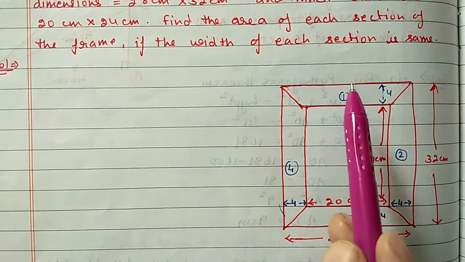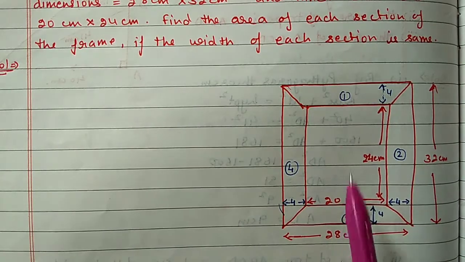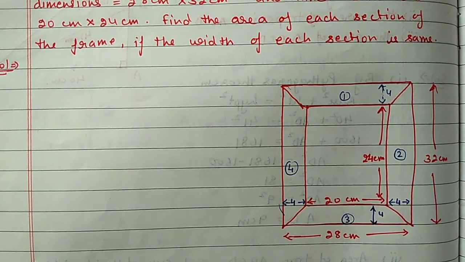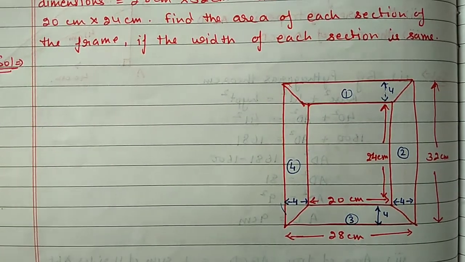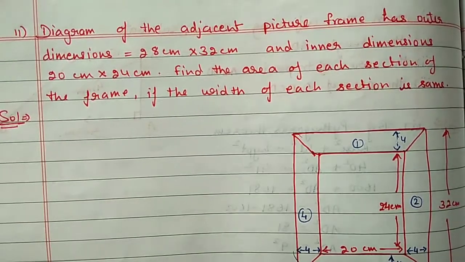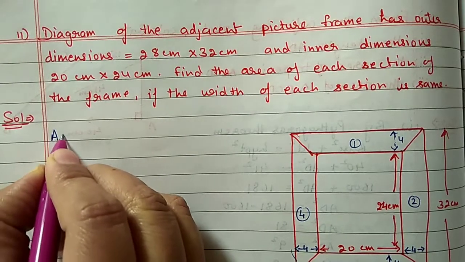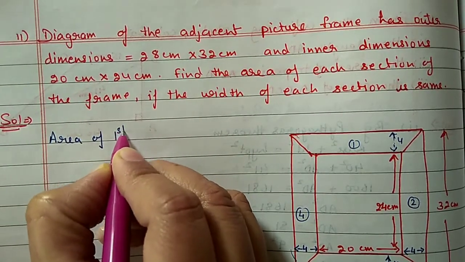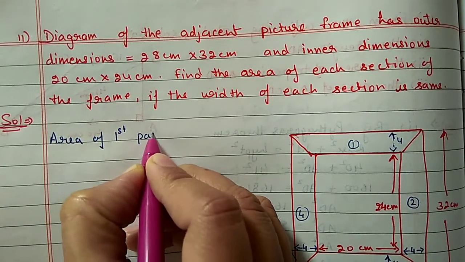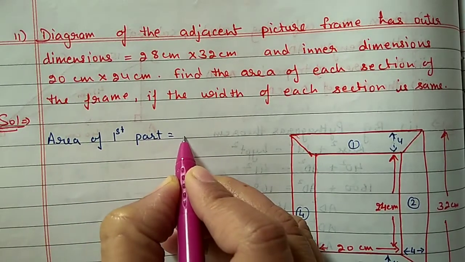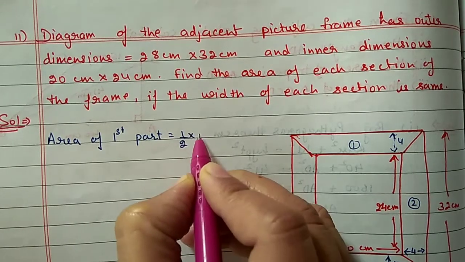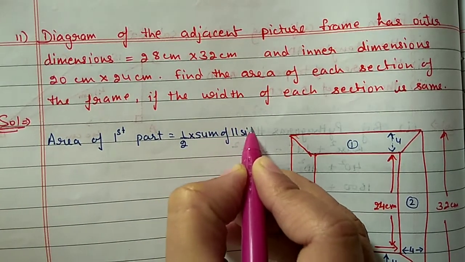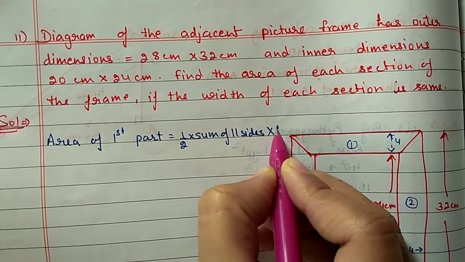And this trapezium 1 and 3 have the same dimension, 2 and 4 have the same dimension. Now we will find out area for the first trapezium. Area of first part is equal to half into sum of parallel sides into height.